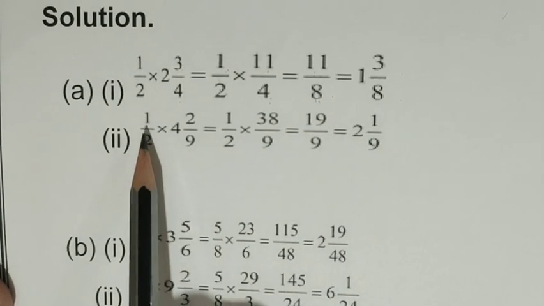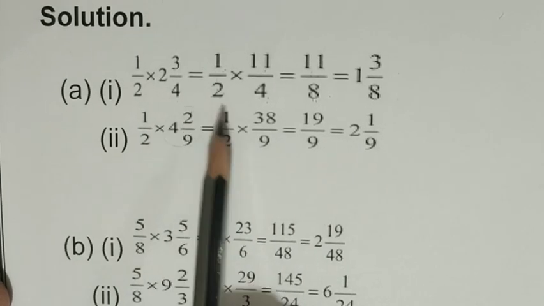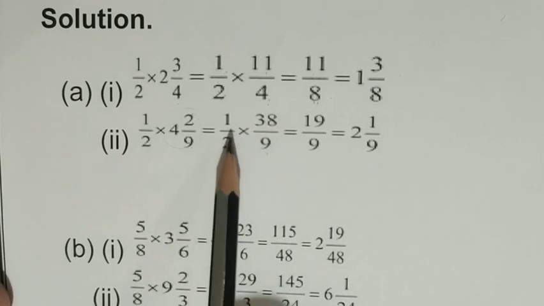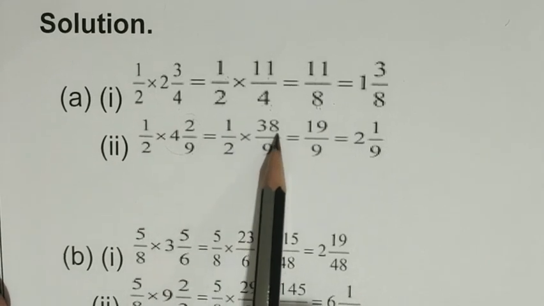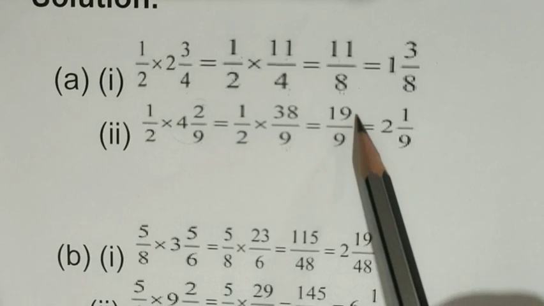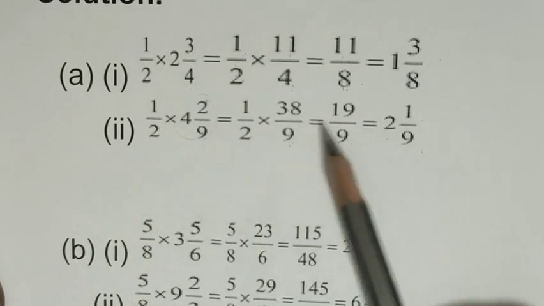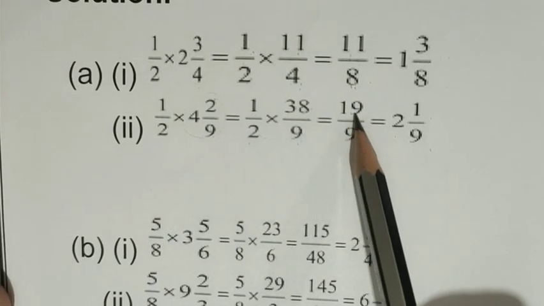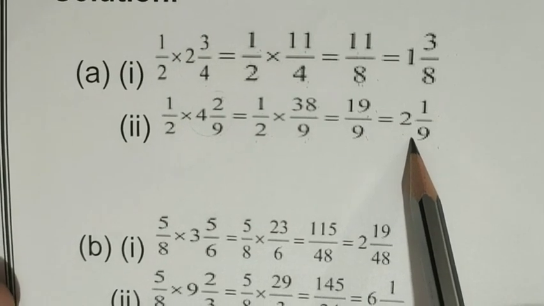What is the second question? Half of 4 integer 2 by 9. First, 4 integer 2 by 9 is to be converted into improper, so 38 by 9. Now what is the rule of fractions? Product of numerators, 1 into 38, divided by 2 into 9, it is equal to 19 by 9 and equal to 2 integer 1 by 9. So simplification we can do here. 2 and 38 will cancel, that is 19. So 19 by 9 equals 2 integer 1 by 9.